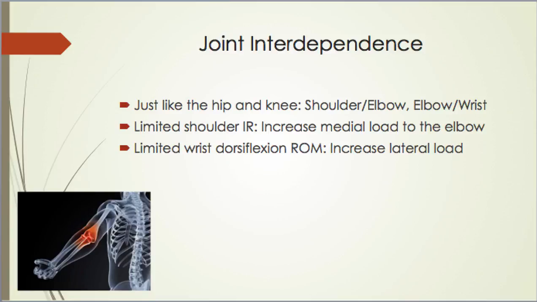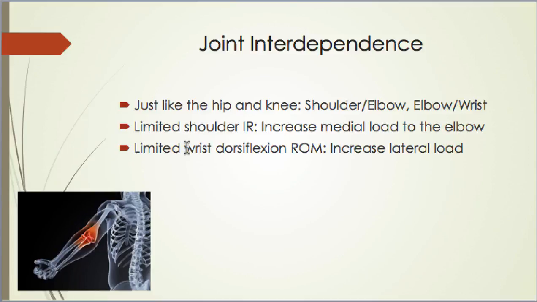Joint interdependence. Just like the hip affects the knee, the shoulder can affect the elbow, and the elbow can be affected by the wrist. So folks with limited posterior glide and shoulder internal rotation tend to have an increased medial load at the elbow joint for throwers. This is for people that throw: javelin throwers, water polo players, baseball pitchers, things like that.